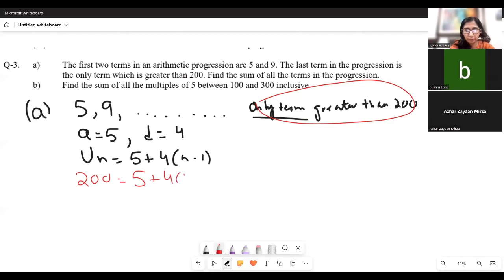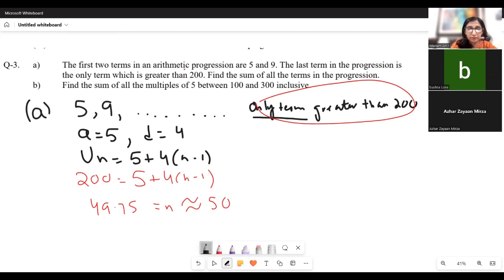5 plus 4 times n minus 1. What does that give us? 200 minus 5 divided by 4 and then plus 1. So I'm getting 49.75, which is n. So of course, no term can be 49.75. So that means it's the 50th term that would be greater than 200.